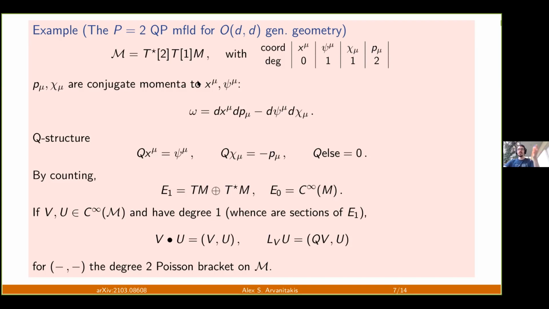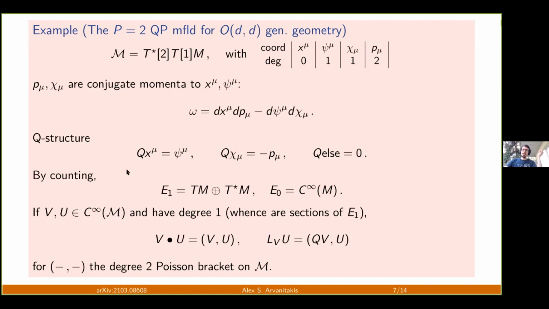So the symplectic form that this object has takes the form I displayed a few slides ago. So P is the conjugate momentum to x and it has degree 2, and χ is the conjugate momentum to ψ and it has degree 1. So that ω is a degree big P equals 2 symplectic form. And let's say we pick the Q structure where Qx equals ψ, Qψ equals 0, etc. Clearly, this squares to 0 and is good. And I'm telling you that it's also compatible with the symplectic structure with this choice of signs.